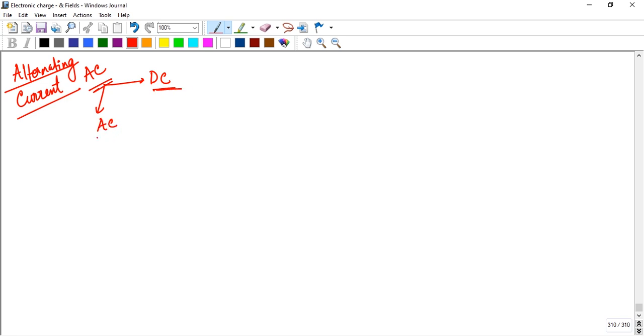As the name suggests, alternating current. Alternating means that after some time interval the direction changes. With respect to time, the direction of the current changes, and the value also changes. Only current and voltage vary with respect to time. The main difference between AC and DC is that DC is constant and AC is varying.